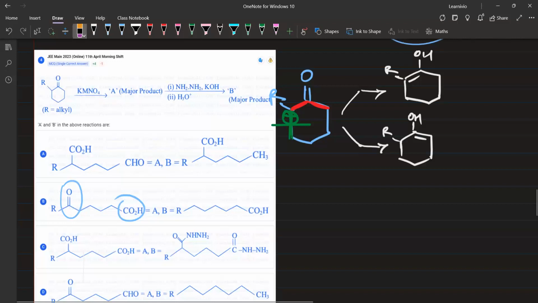Okay, now let us see. Obviously this is going to break, and once this breaks, you will have R C double bond O, right? And then what else will we have?